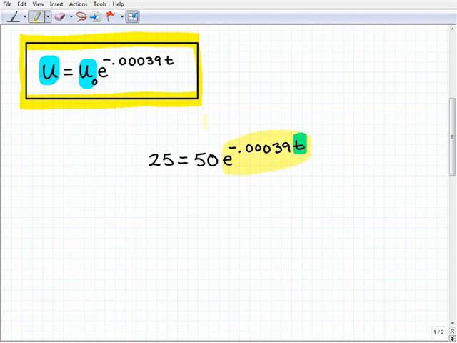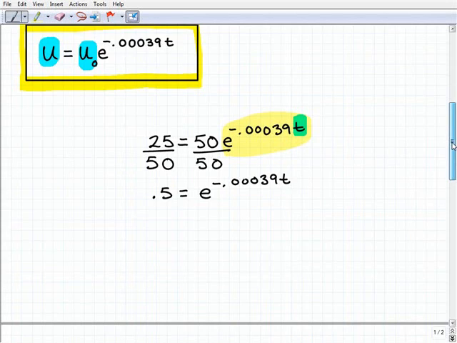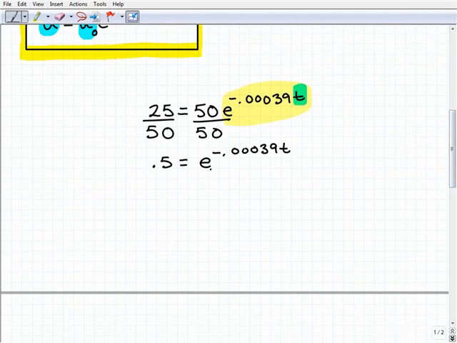The first thing I need to do is isolate the power portion of the equation, and that's this portion right here. So I have to get rid of this 50. Divide both sides of the equation by 50, and what we're going to get is 0.5. That's just 1/2, or 0.5. I'm going to express it as a decimal. It equals e to the negative 0.00039 t.